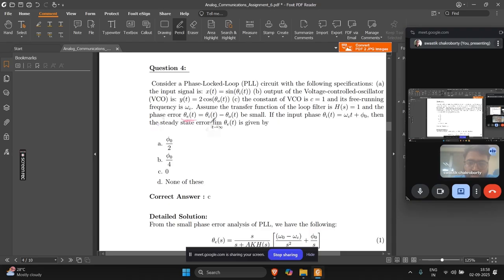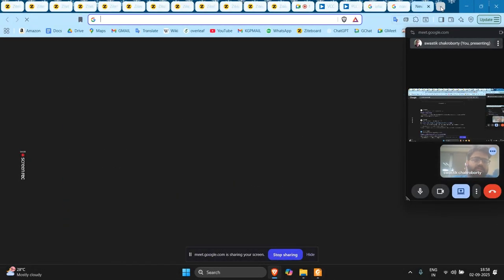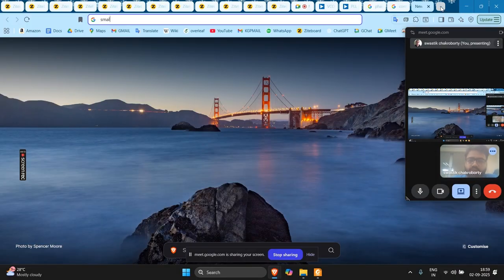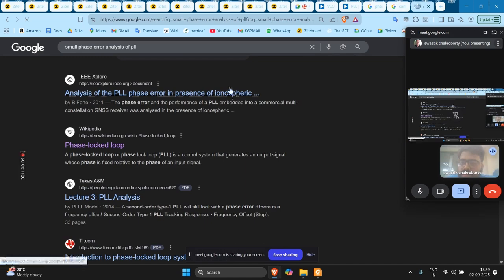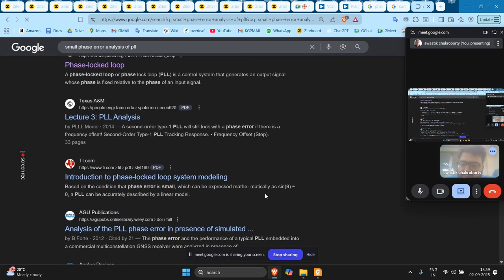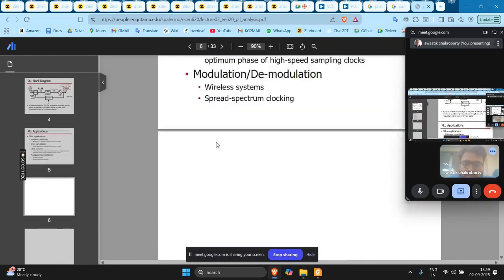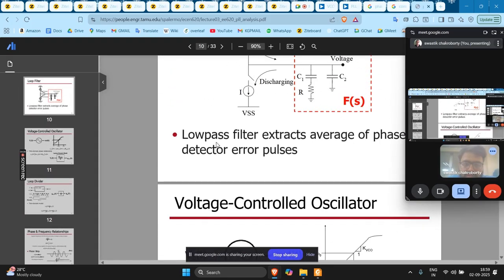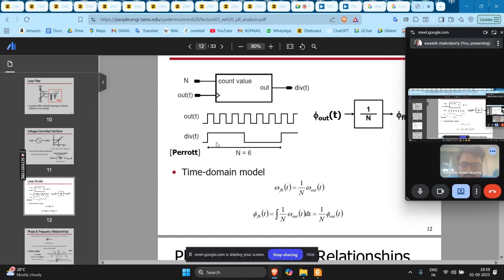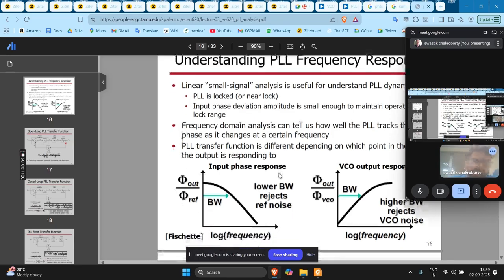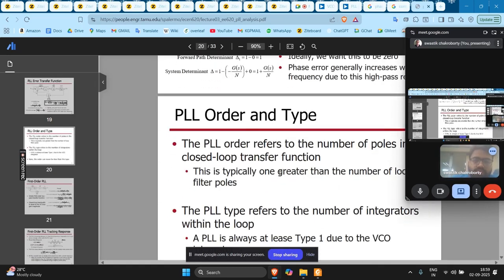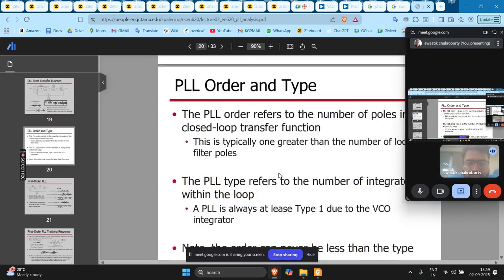Since the phase error is small, we have to do something called the small phase error analysis, or small signal analysis, of the PLL.